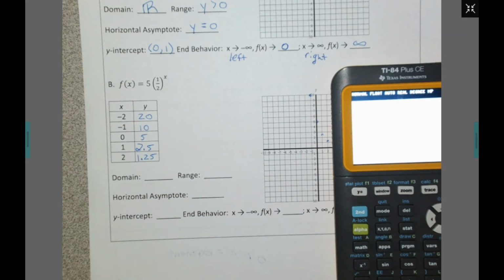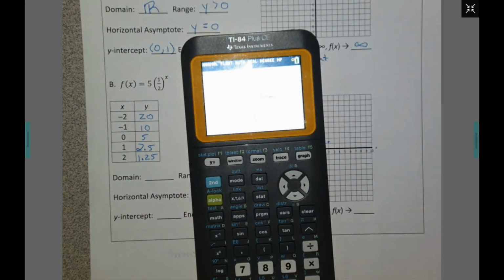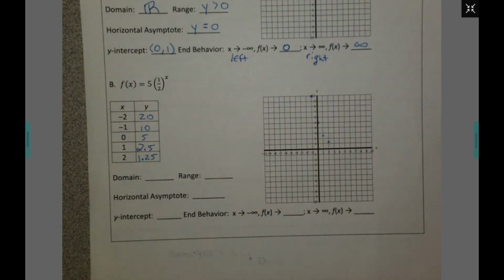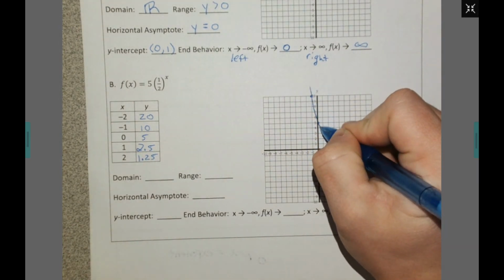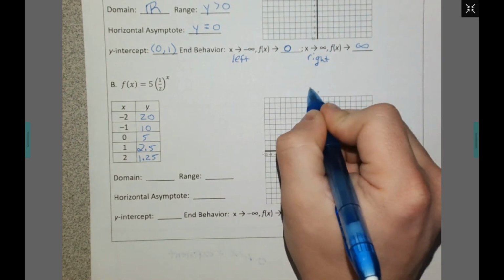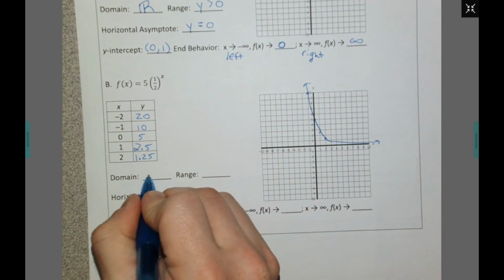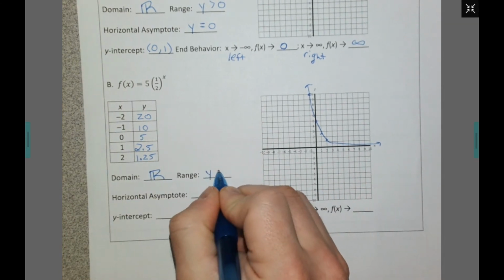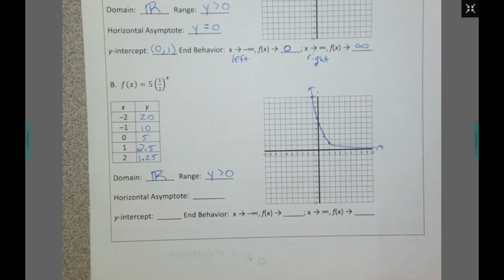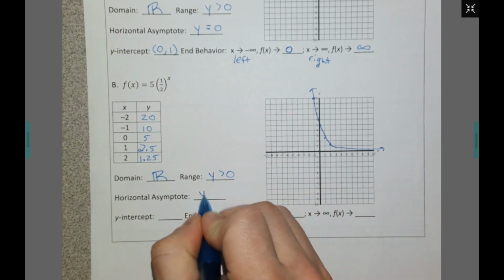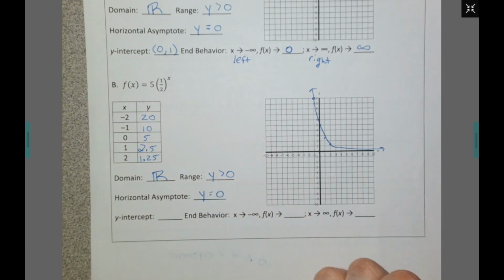Double check what the graph is supposed to look like by hitting graph, and then there's my curve. Okay, so we pass through the points, and again, we are approaching 0, but not touching. So domain, it goes to the left forever. That's all real numbers. Range, it's every y value above 0, so y greater than 0. Horizontal asymptote, again, we're approaching 0 but not touching, so it's y equals 0.